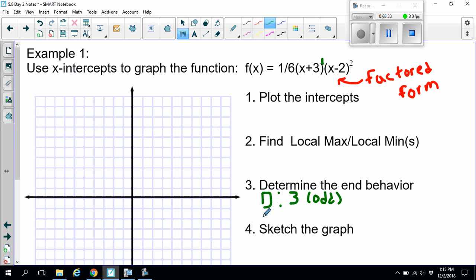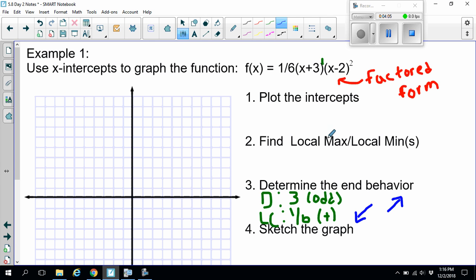Now we talk about our leading coefficient. Remember, the leading coefficient is the number in front of our parentheses. In this case, it's going to be the 1/6. Since 1/6 is a positive. So now we know that we have an odd degree and our leading coefficient is positive. Our arrows are going to go from down to up. Okay. And we'll actually know this when we graph the function.